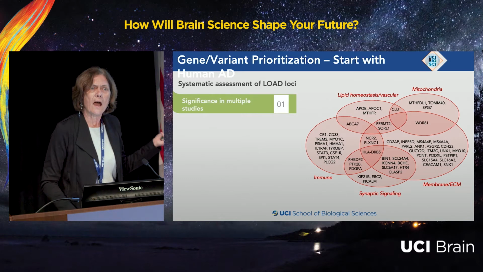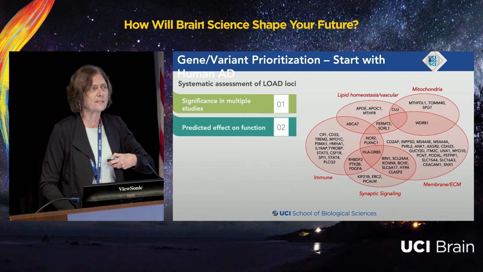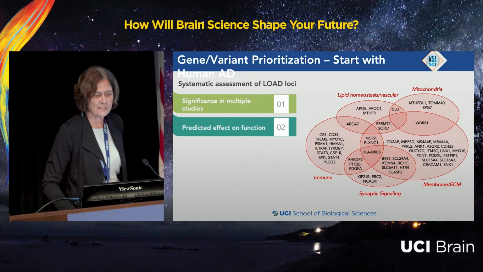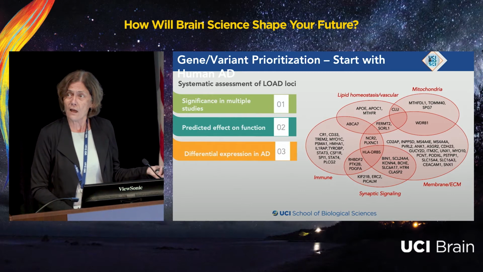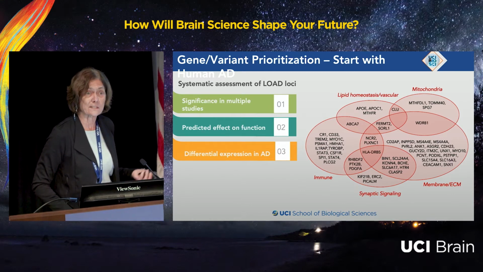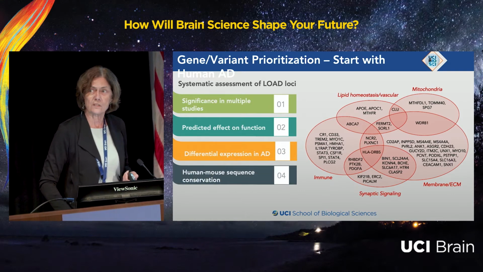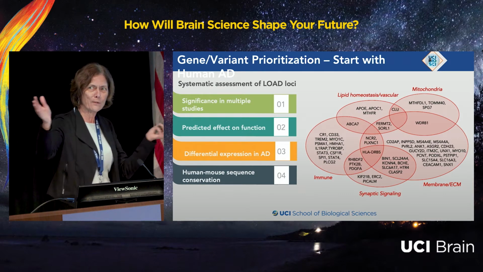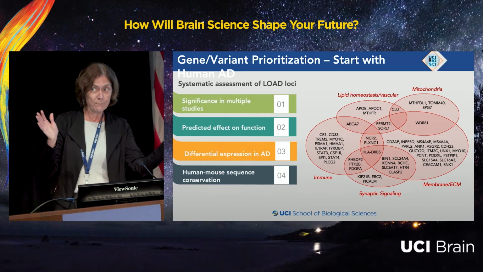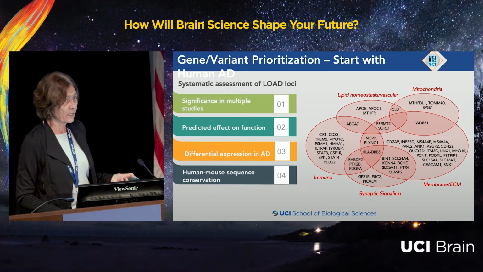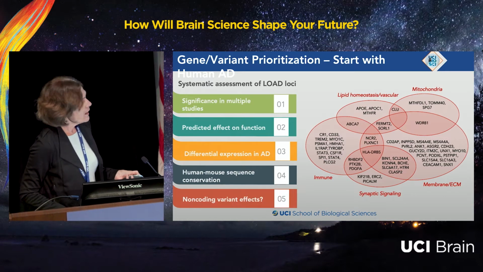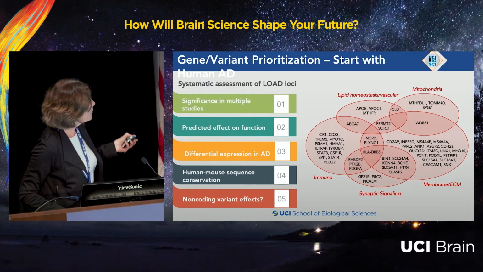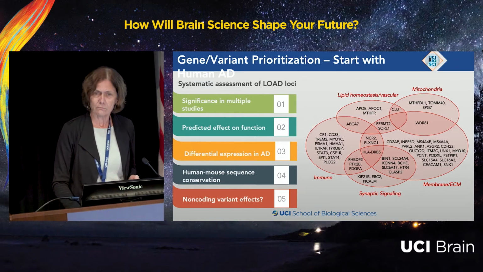And so we look at how many studies do you see these variants coming up in Alzheimer's disease? Is there a predicted effect on the function in Alzheimer's disease? Is there a differential expression of those genes in Alzheimer's disease? And how close are the mouse and the human genes so that we can manipulate them without too much trauma to the mouse? And are there non-coding variant effects, which we won't need to go into.